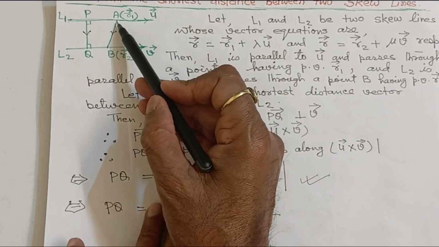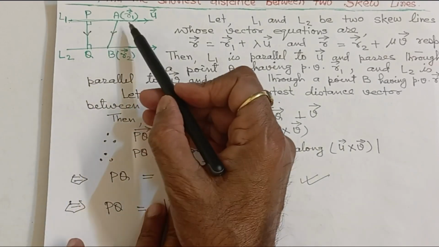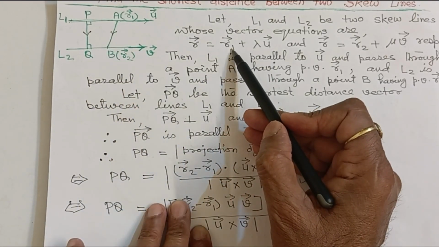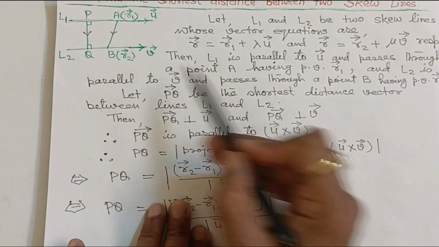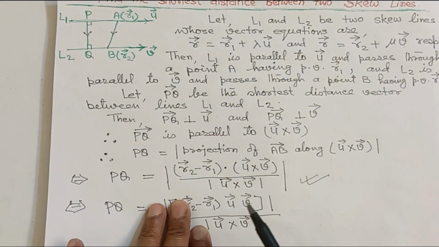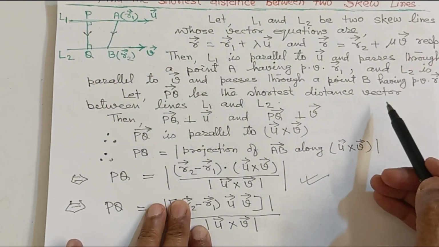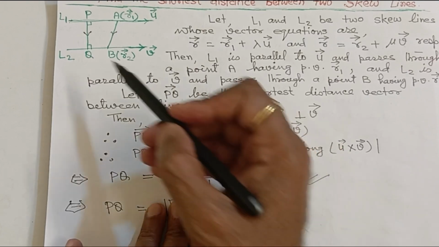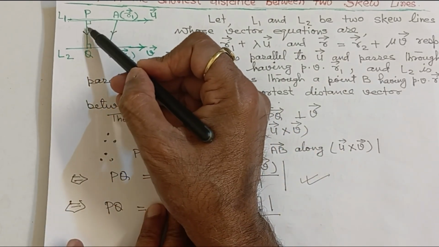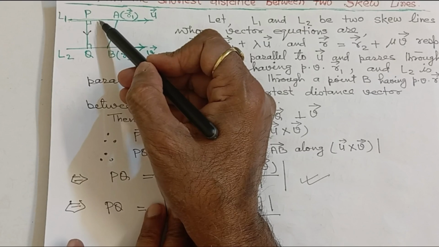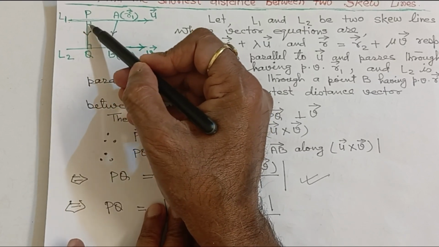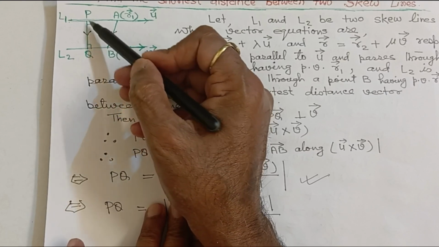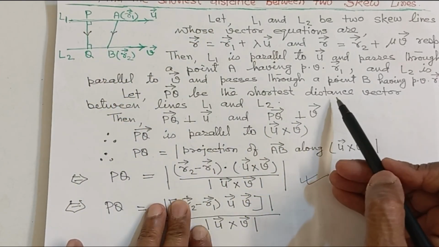Line L1 passes through point A having position vector r1, and line L2 passes through point B having position vector r2. Let PQ be the shortest distance vector. Shortest distance means PQ is perpendicular to both L1 and L2. When PQ is perpendicular to both L1 and L2, PQ is called the shortest distance vector.